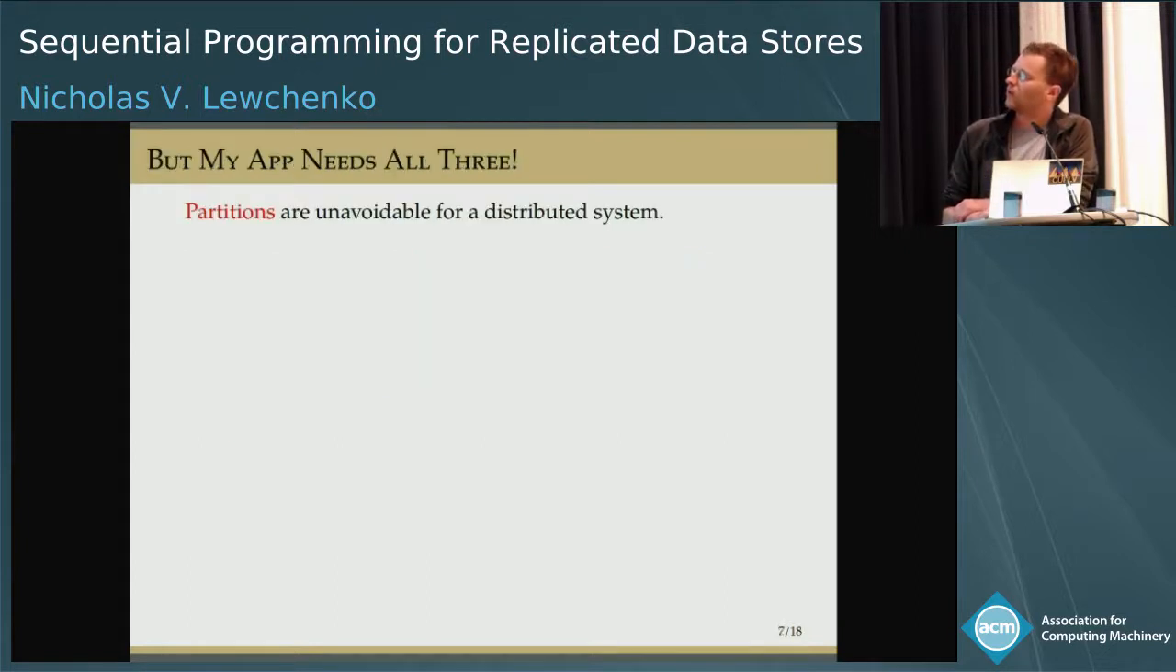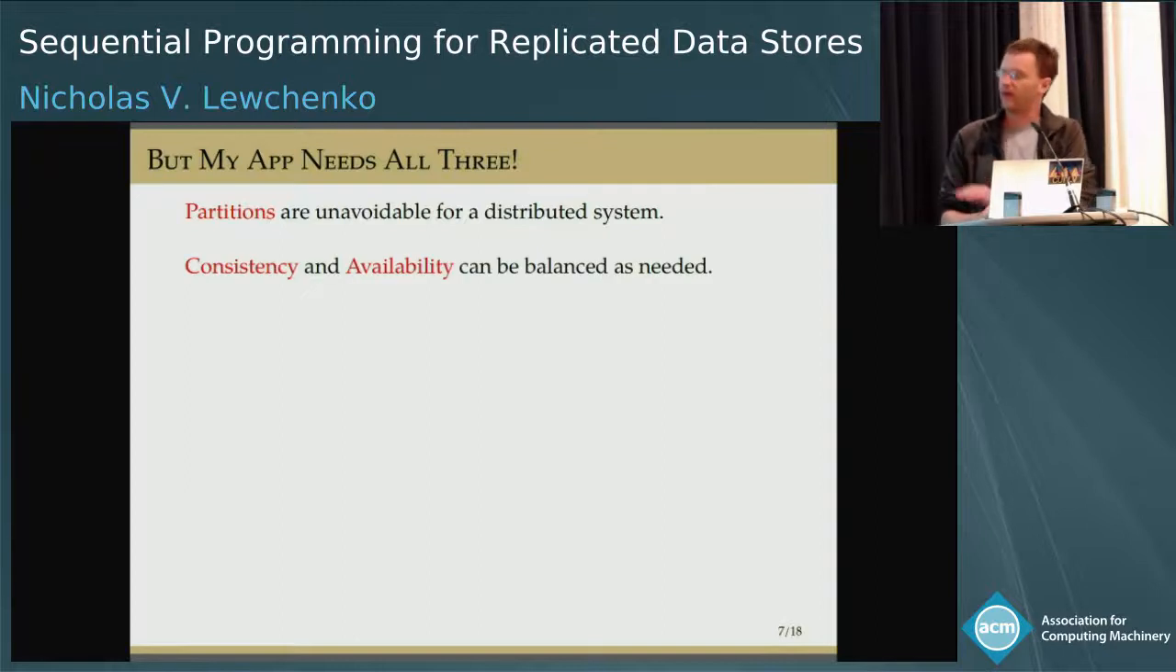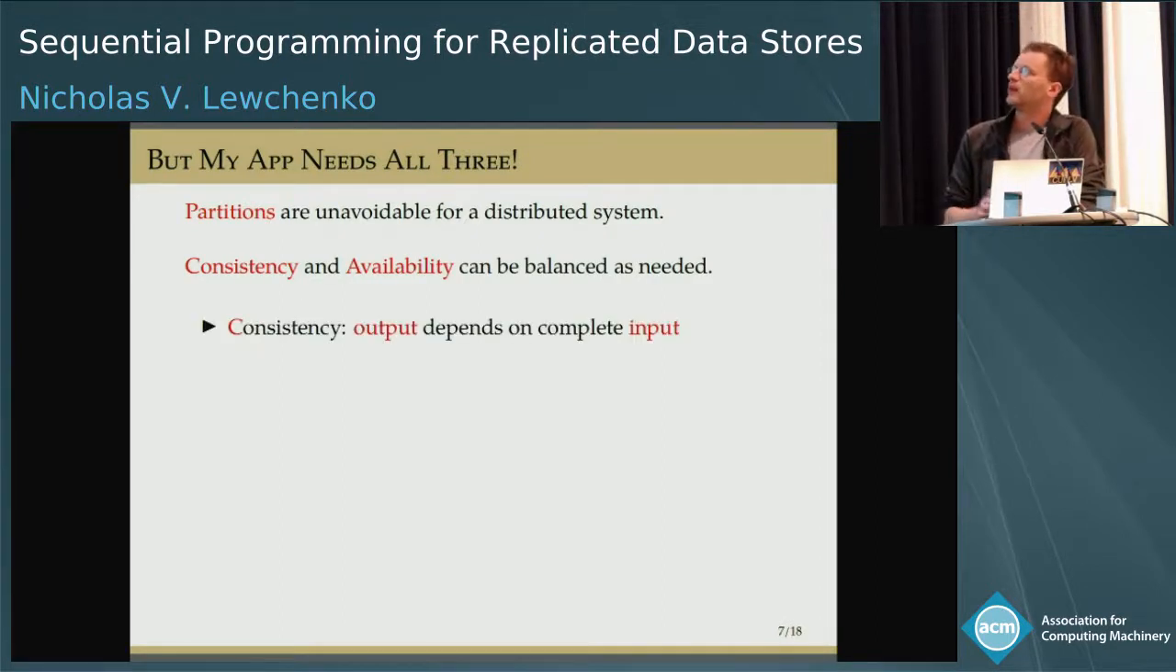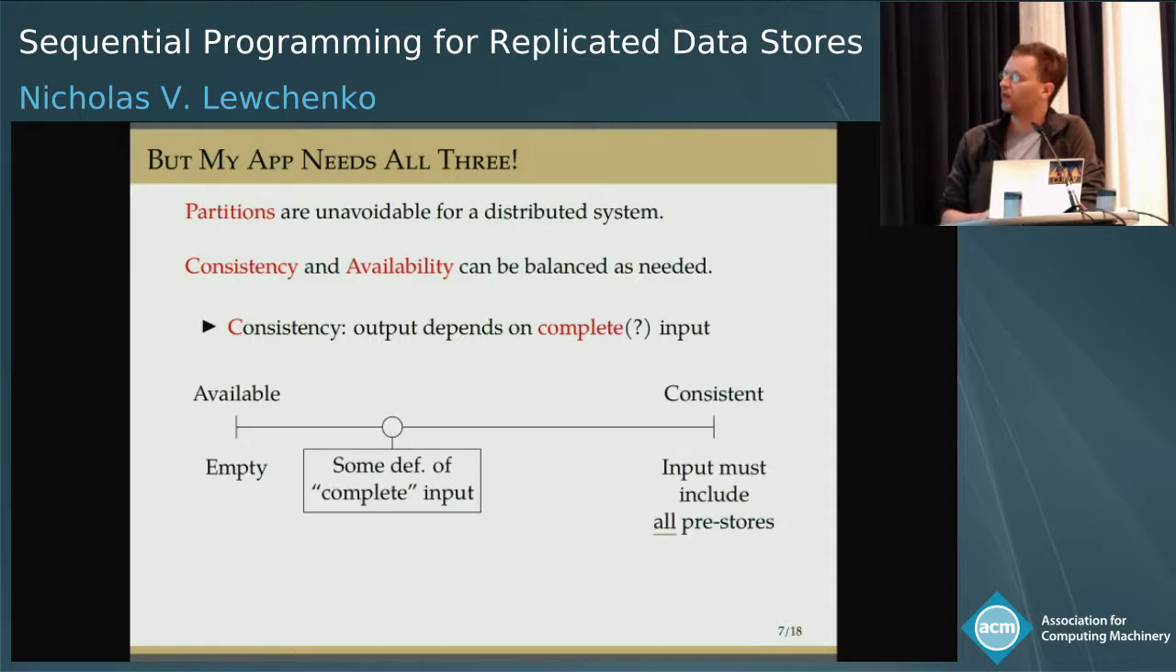So, well, that's a problem because we want all three of these properties. So what do we do about this? Well, partitions are sort of always there, but consistency and availability can be balanced based on different parts of the application that need one or the other. And the way you manipulate this is to change this definition of a complete input. So you have kind of a slider between full availability, where a complete input can just be empty, and full consistency, where the complete input has to contain all those pre-stores that we saw in the example.